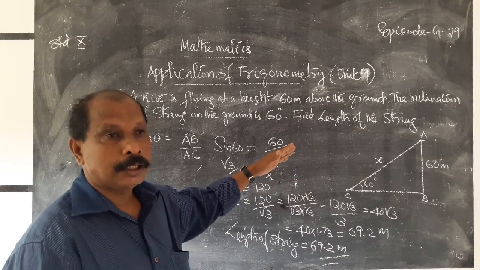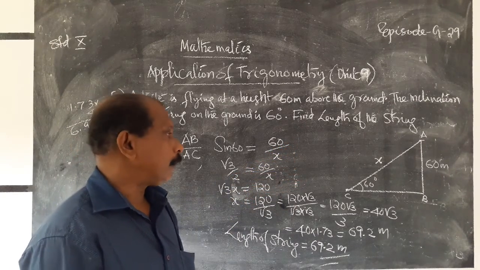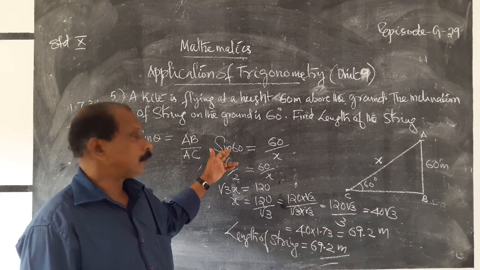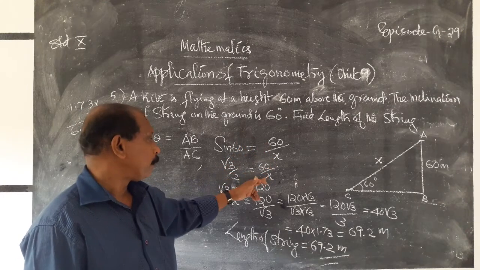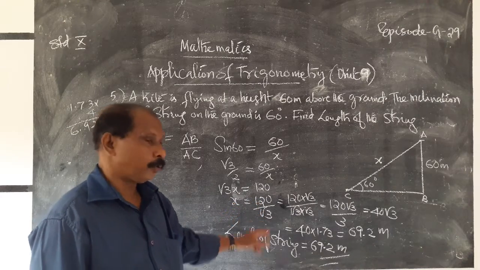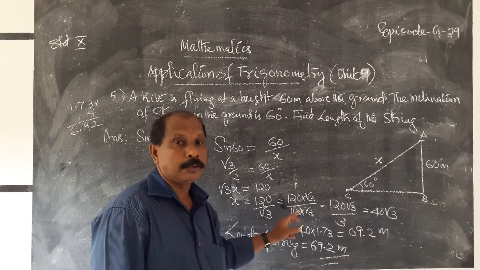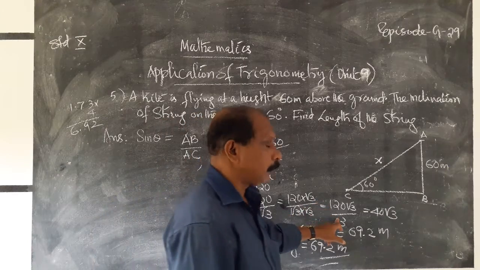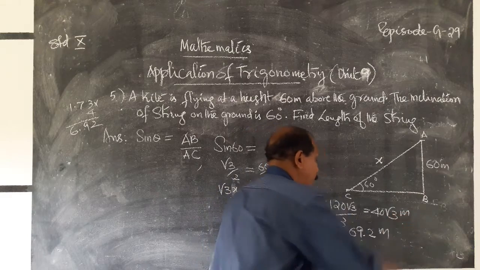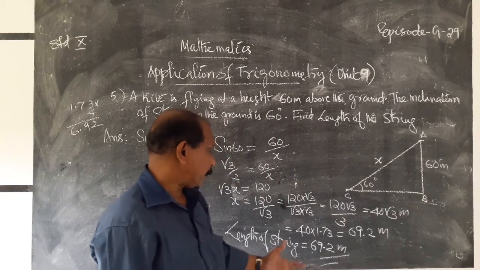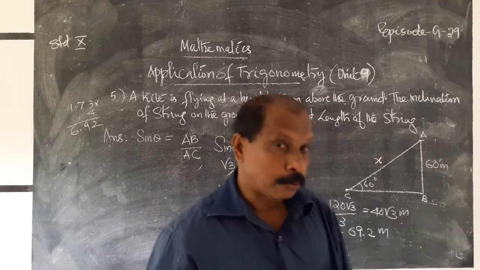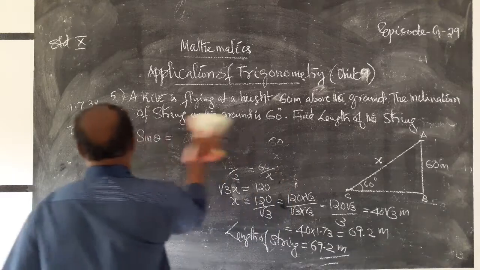That means the height is given, the angle is given. We can find out the length of the string using sin theta is equal to opposite side by hypotenuse. Therefore, sin 60 is equal to 60 by x. Cross multiplication, root 3x is equal to 120. x is equal to 120 by root 3. So 120 into root 3 by root 3 into root 3, so 120 by 3. 120 by 3 is 40. That is 40 root 3 meter. But root 3 is 1.73. Multiply, we get the length of the string is 69.2 meter. That is the fifth question.